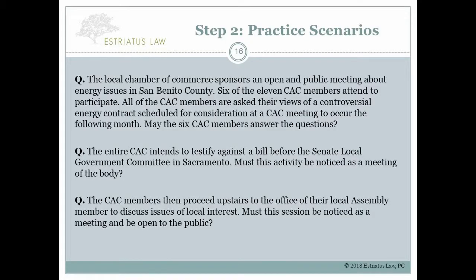The answer is no, because the members are attending and participating in an open meeting of another government body which the public may attend. That's what case law has determined is okay. So then the next scenario, if the members then proceed upstairs to their local assembly member to discuss issues of local interest, must this session be noticed as a meeting and be open to the public? If they're talking about scope of this committee, yes. Because the entire body may not meet behind closed doors except for a proper closed session. And the same answer would apply if you went into a private lunch or dinner with an assembly member. It's not allowed.